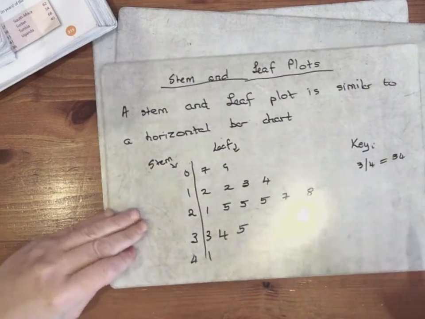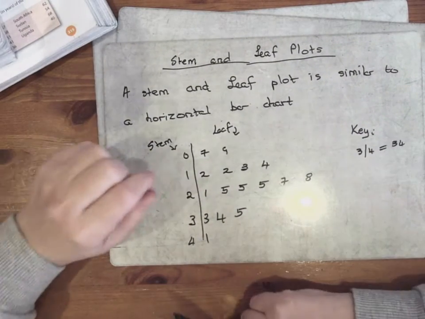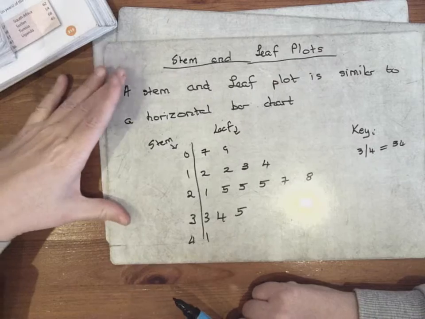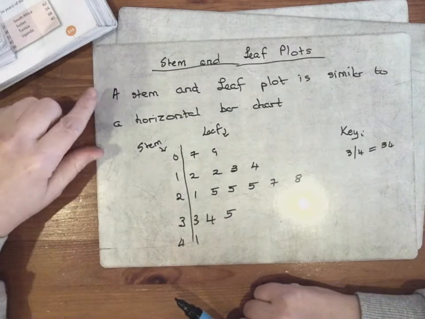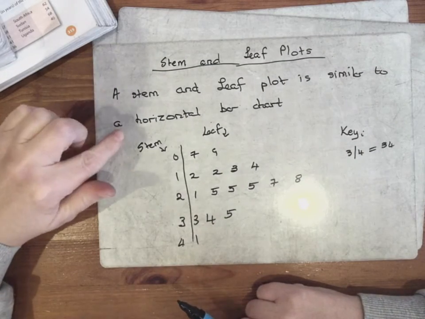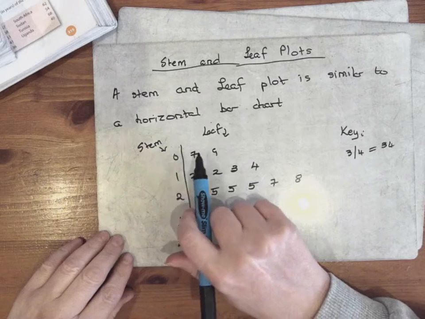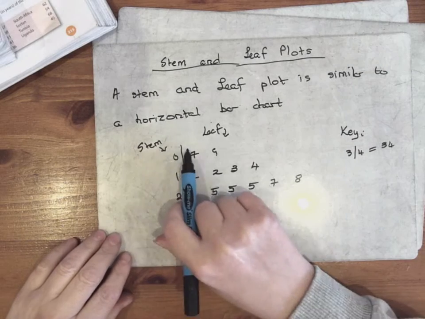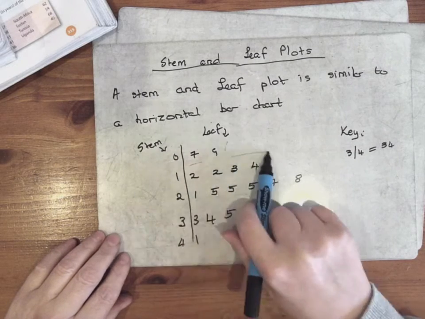Okay girls, today I'm doing stem and leaf plots. I know you've done them in first year, so it's just revision. A stem and leaf plot is similar to a horizontal bar chart. So it's like, here are the bars, do you know what I mean?